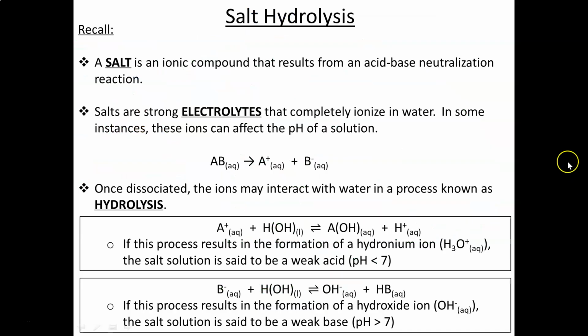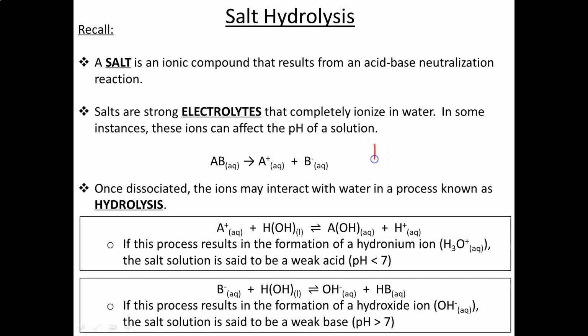Alright, so let's start our lesson on salt hydrolysis. If you recall, a salt is an ionic compound that results from an acid-base neutralization reaction. Alright, so during neutralization of an acid or base, you'll make salt and water. Now, salts are strong electrolytes. And if you recall, electrolytes are aqueous solutions that conduct electricity, so they have ions floating around. And that's what a salt does. When salt is placed in water, it completely ionizes. And in some instances, these ions can affect the pH of a solution.